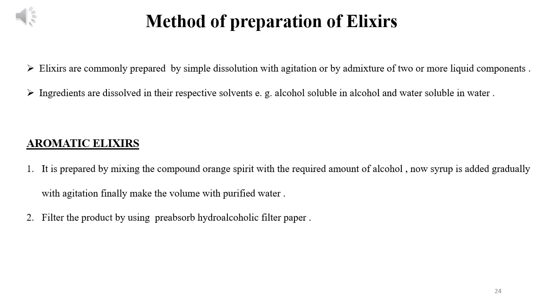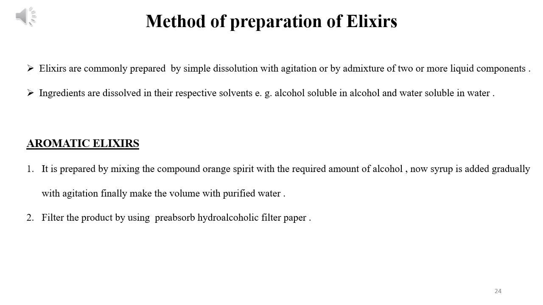Now the method of preparation of elixir. It's a very simple process. It is prepared by simple dissolution with agitation or by admixture of two or more liquid components. Here only liquid components are added and mixed thoroughly. Ingredients are dissolved in their respective solvents, for example, alcohol soluble in alcohol and water soluble in water. If any ingredient is water soluble, we add it into the water. If any substance is alcohol soluble, we add it into the alcohol and mix. It's a very simple process.